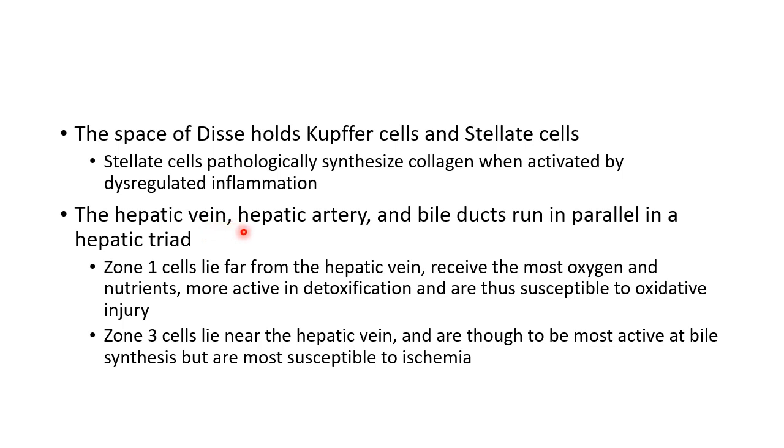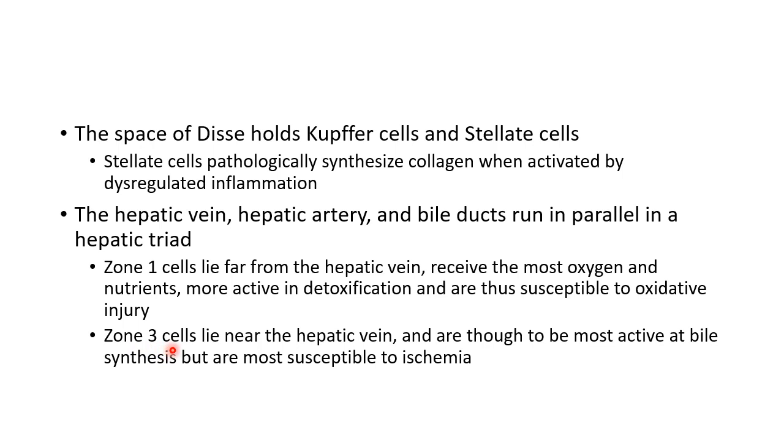The hepatic vein, hepatic artery, and bile ducts make the hepatic triad. And based on this, we have zone 1, 2, and 3. Zone 1 cells lie far from the hepatic vein. Where the sinusoid starts, that is where the zone 1 hepatocytes are. They receive the most oxygen and nutrients because they are the first contact. They are more active in detoxification and are thus susceptible to oxidative injury. With a lot of oxygen here, more oxygen radicals are formed.